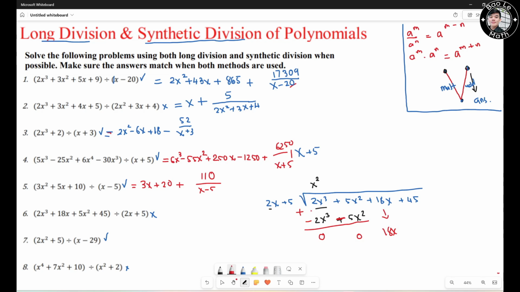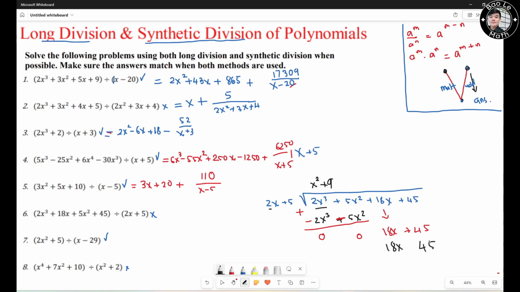Alright, so you look at this one. Right here you have 2 terms. You only bring this one down and this guy is gone already. So you need to bring 2 terms down: 18s plus 45. Now the leading coefficient is 18. 18 divided by 2 is going to be 9. So it's going to be plus 9. Now s divided by s is going to be 1. So 9 times 2s is going to be 18s. 9 times 5 is going to be 45.